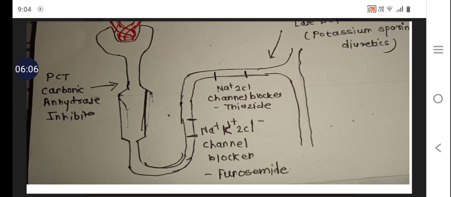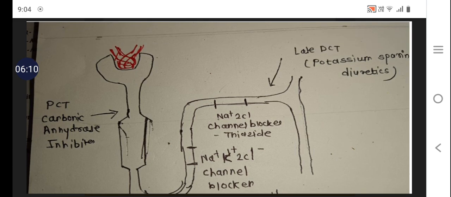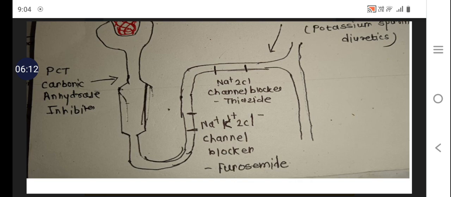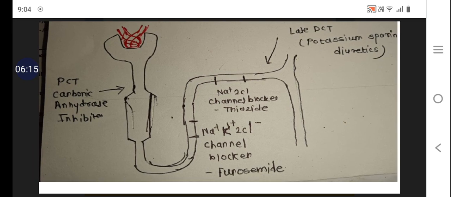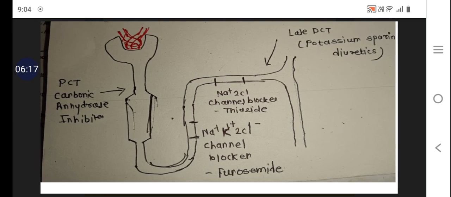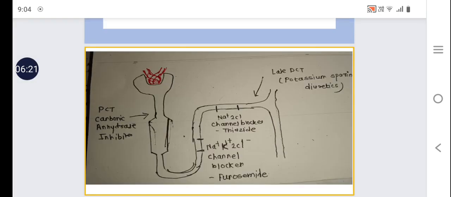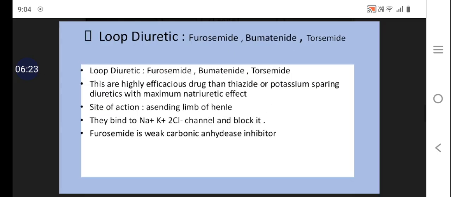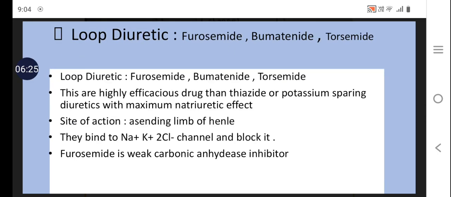In the diagram, you can see their locations and their sites of action. In this diagram I have mentioned their sites of action in a more simplified manner. So one by one we will see the mechanism of action of all these drugs.